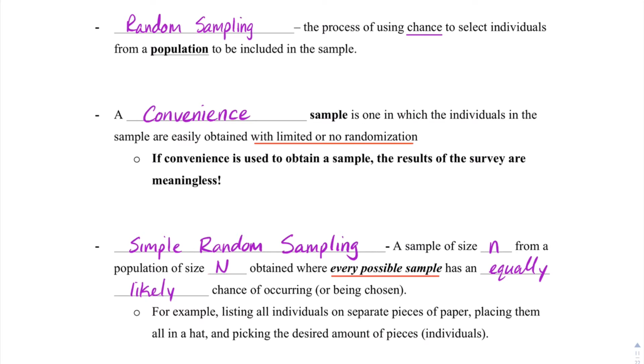For example, listing all individuals on separate pieces of paper, placing them in a hat, and picking the desired amount of pieces is actually a valid approach for simple random sampling. That's because each piece of paper representing an individual has an equally likely chance of being selected.